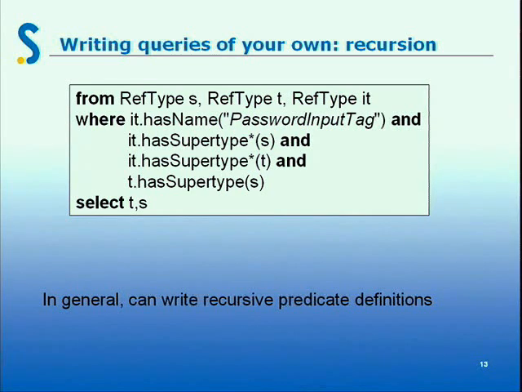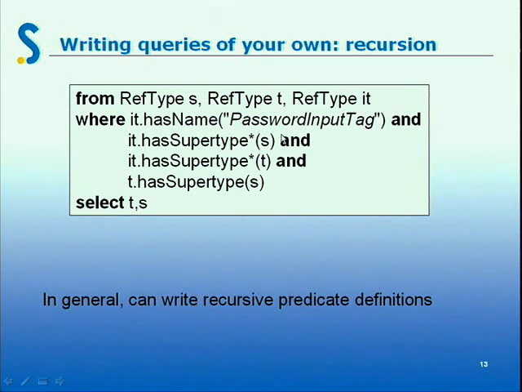So how does this query work? First, we look for the ref type it, which has the name password input tag, and then we require that it has the supertype S. It also has a supertype T, and T has supertype S. So this produces this little graph of everything above it, above password input tag in the hierarchy.